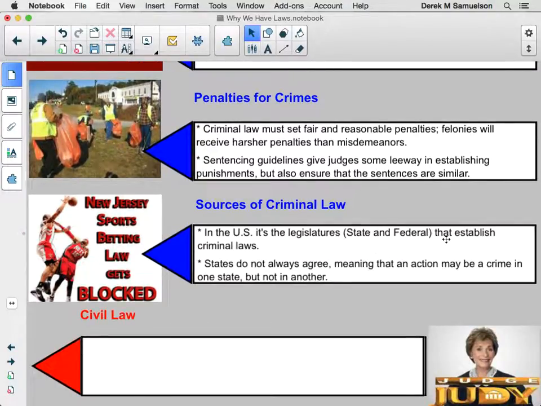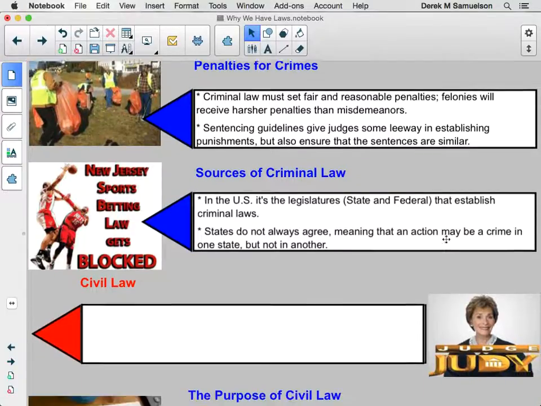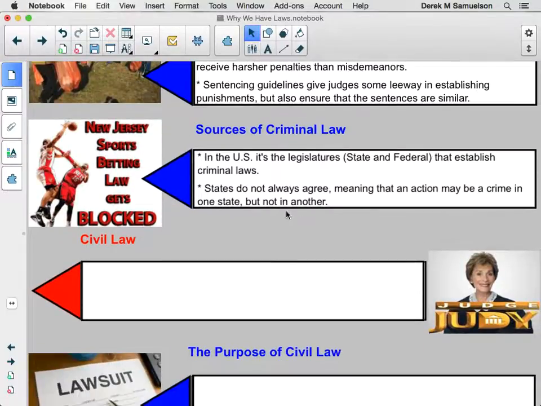Now, sources of criminal law. In the United States, it's legislatures that write criminal laws. And this can happen at a federal or a state level. Michigan has its own criminal laws, and we also have our national federal criminal laws. But states don't always agree on what should be a crime and what should not be a crime, meaning that frequently an action could be a crime in one state, but not a crime in another.